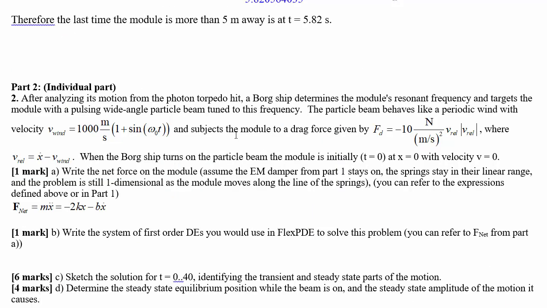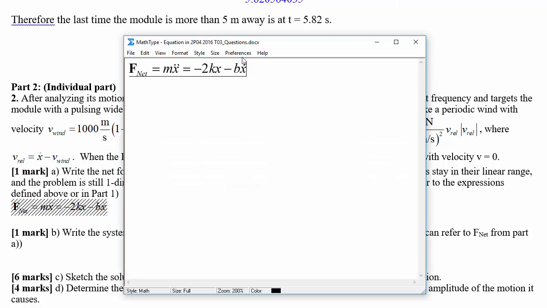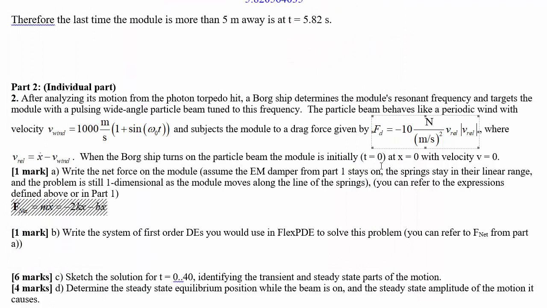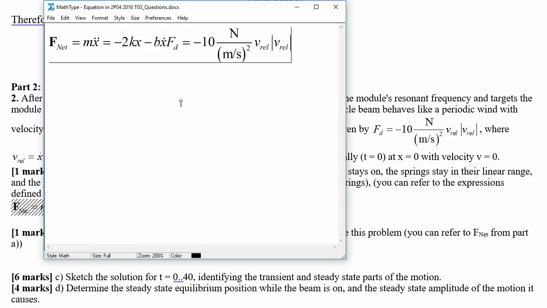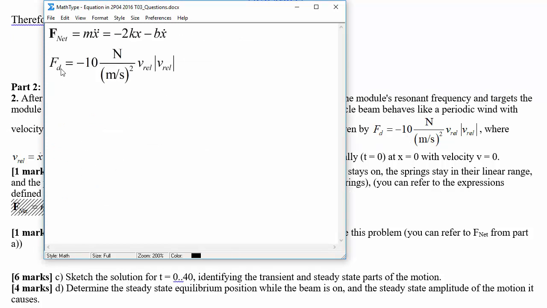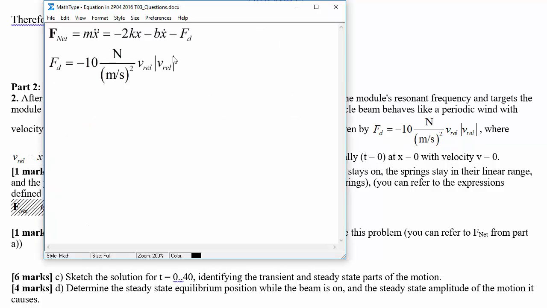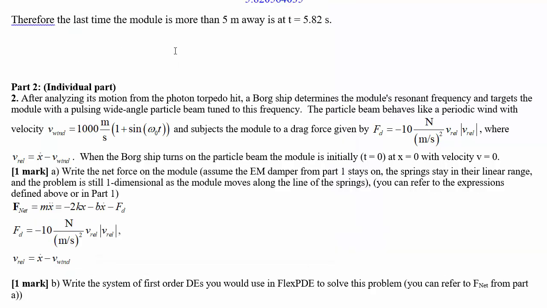Okay, so moving on, we've got our original net force, but we're going to add to this the net force from this wind force here. So we can take the information that we need from that. We're going to subtract, let's just say, minus FD, where FD is equal to this, and then we'll say vrel is equal to that. Okay, so there we go.